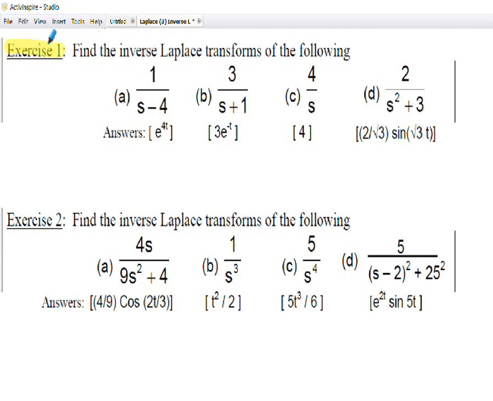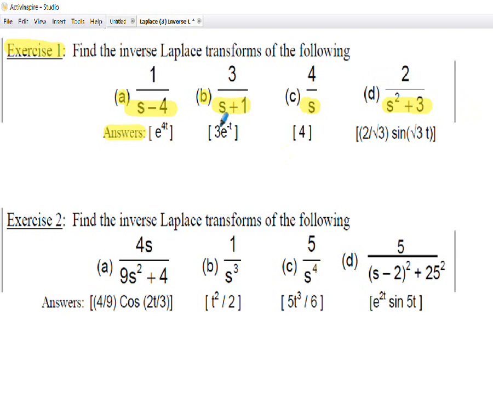Okay, exercise 1 shown here. There are 4 different little questions to try here in this exercise. The answers are shown in the square brackets below. Just some hints for you. For part A, you will be looking for, I would suggest, something that has an s minus a in the denominator. For part B, you'll be looking for the function that has an s plus a in the denominator. Part C, looking for something that has an s only in the denominator, and then in part D here, looking for something that probably has an s squared plus an a squared type of function in the denominator. So that's what gives you an indication of the inverse Laplace transforms to use.